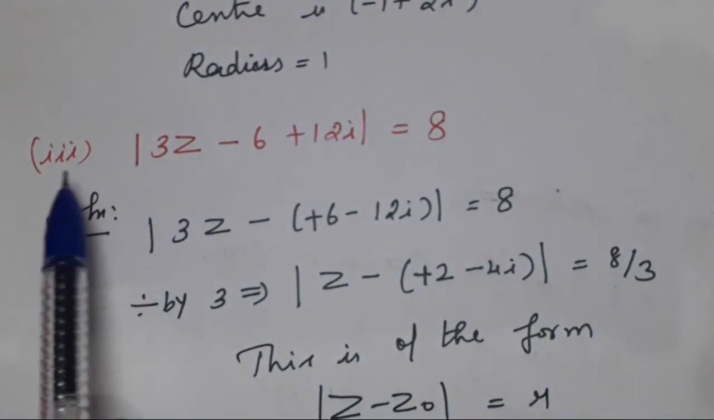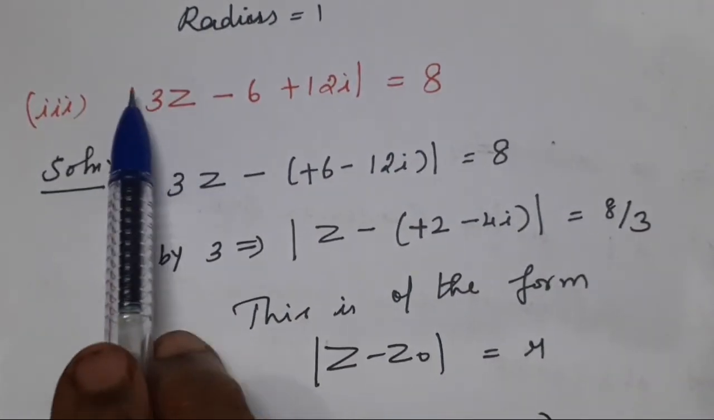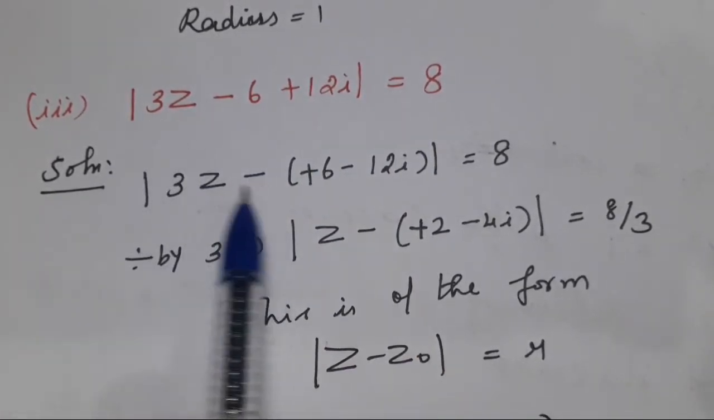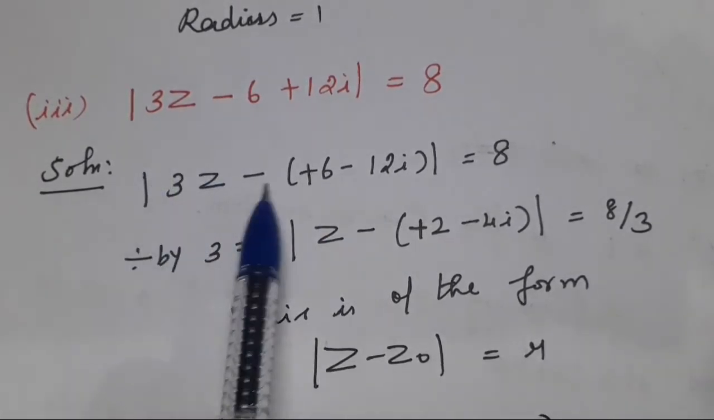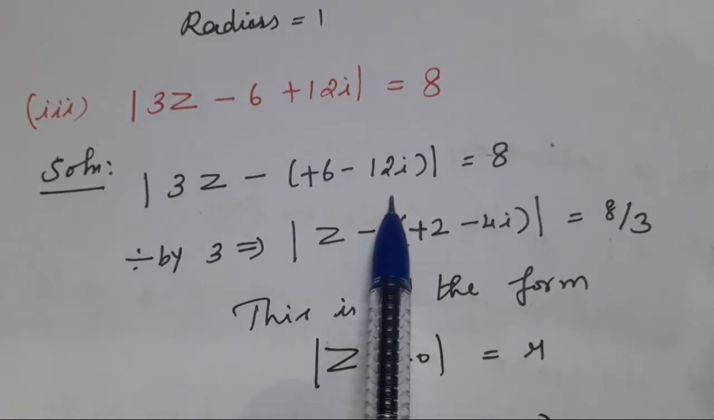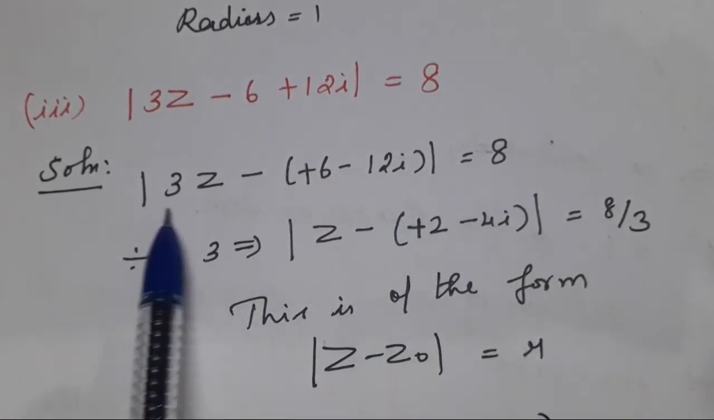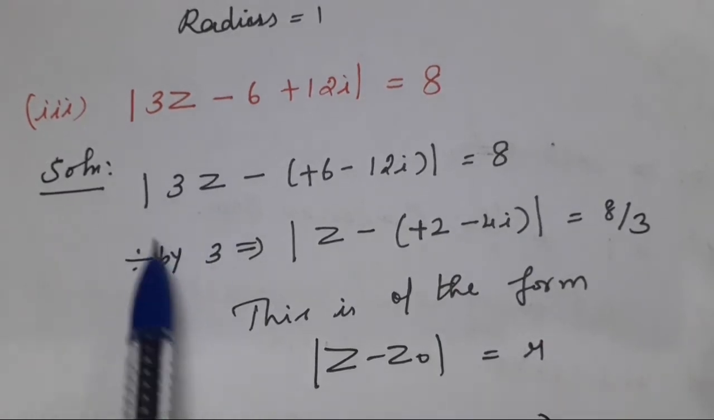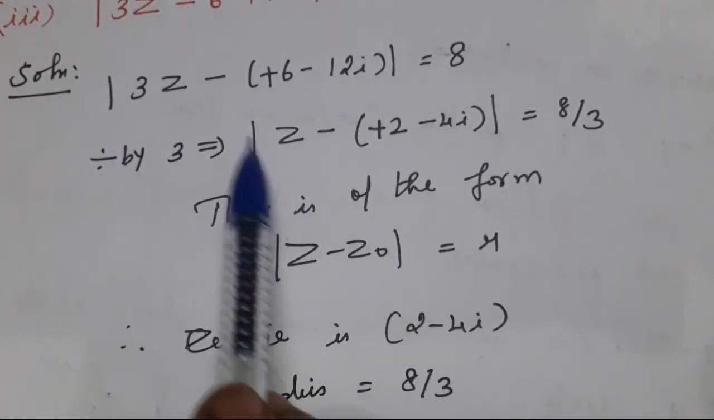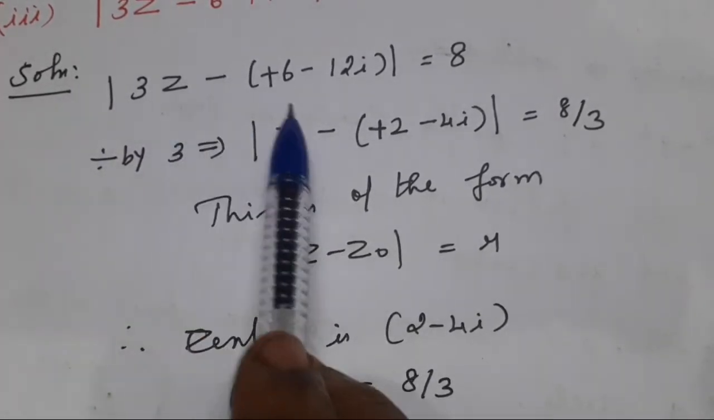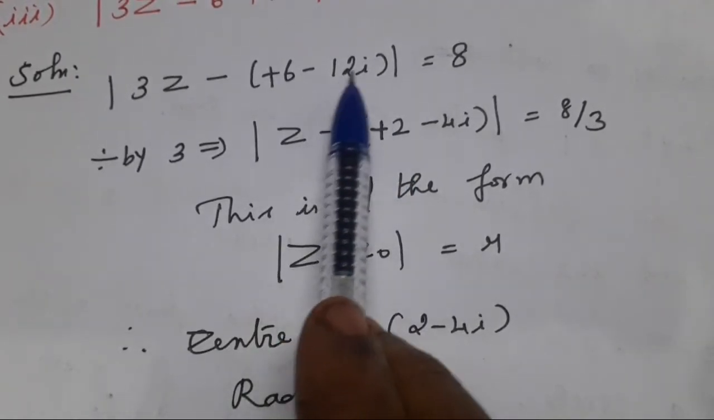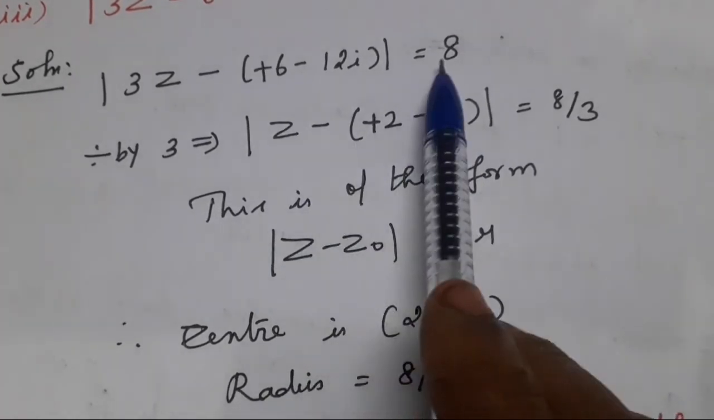Similarly, there are only 2 more questions. Go through the third subdivision also. This is modulus of 3z minus 6 plus 12i equals 8. So we need it in the form z minus z naught. First, 3z minus, you take minus outside, minus 6 becomes plus 6, plus 12i becomes minus 12i. Modulus value equals 8, and we need only z. So we divide the whole equation by 3. The 3z becomes z, minus plus 6 divided by 3 becomes 2, and minus 12 divided by 3 becomes 4i.